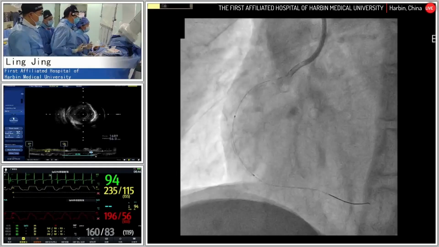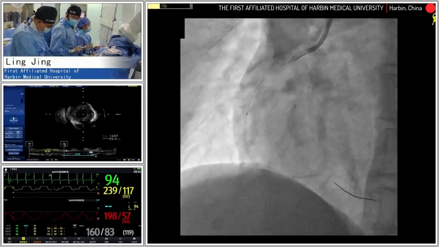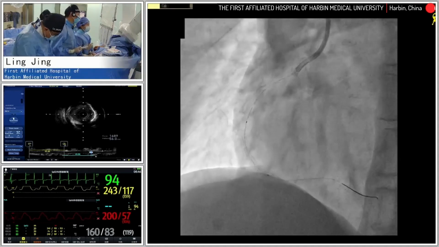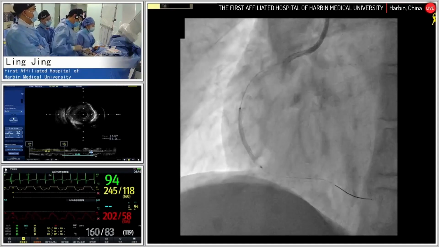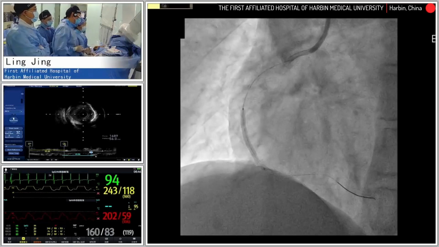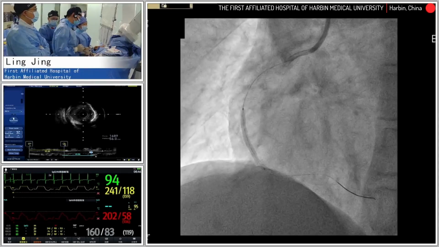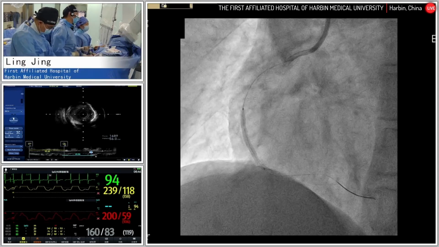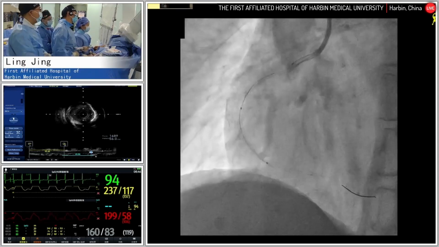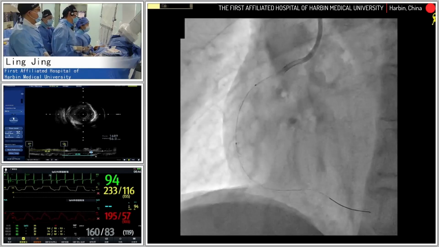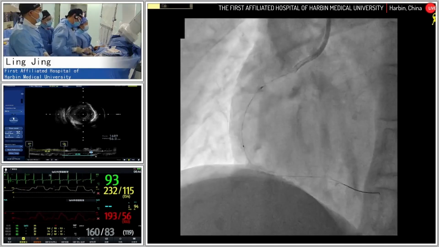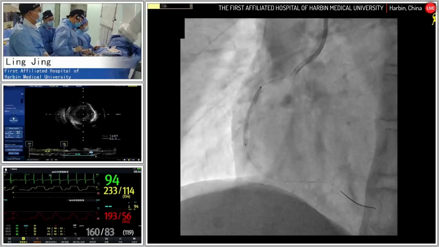Okay, although we met some resistance during the stent delivery, we can see that the stent was sent through the proximal CTO segment very smoothly. I think that this is due to the 7 French guiding catheter of the RCA with very good support, and also the plaque modification is of great importance in this case.